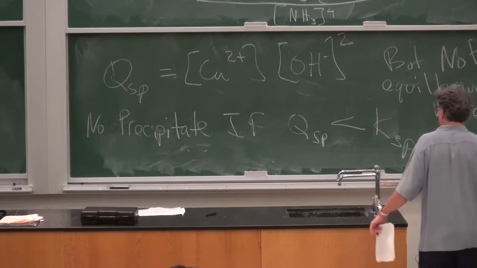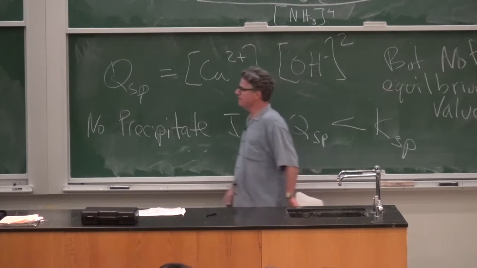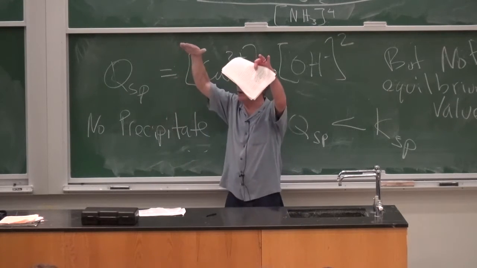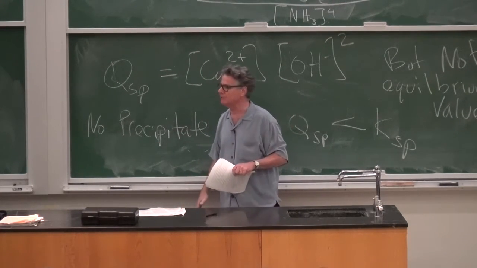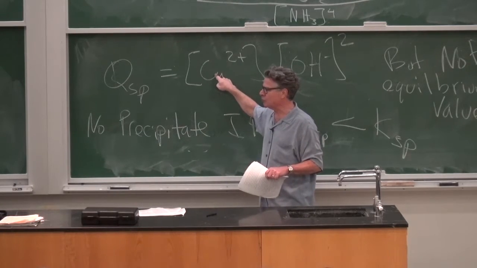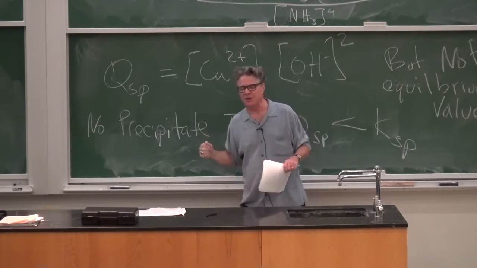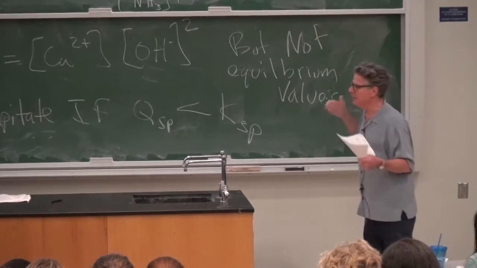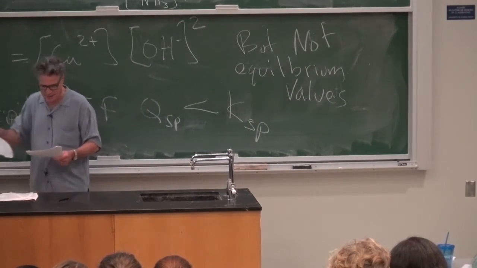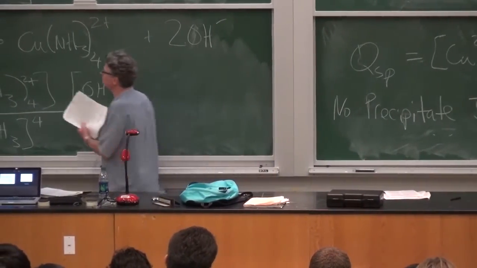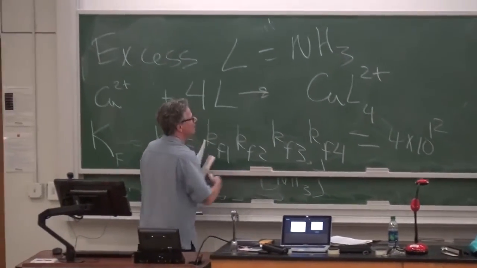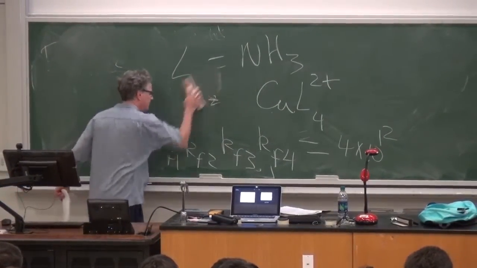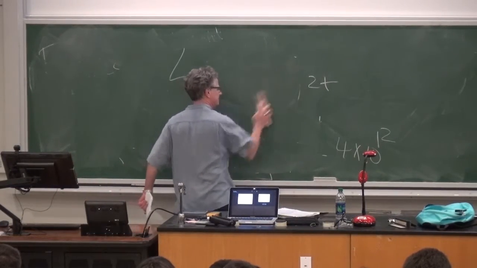So again, conceptually, what the ligand is doing is grabbing the copper and tying it up as the complex, thereby lowering the concentration of the copper. And that makes QSP small, that makes QSP less than KSP, and you get no precipitation. Again, that works in your kidneys, that works in your shampoo. Now, but interestingly enough, there's always some tiny amount of free metal ion.